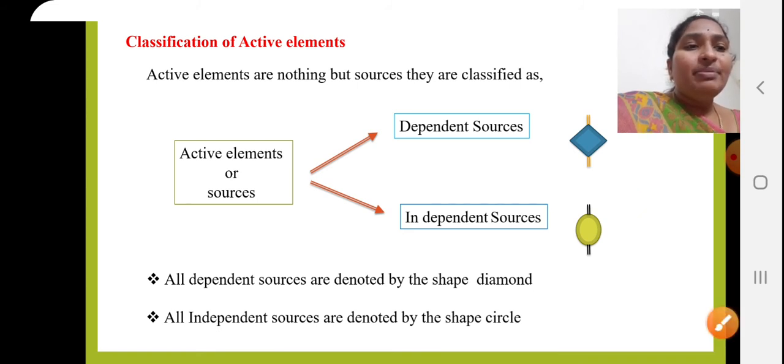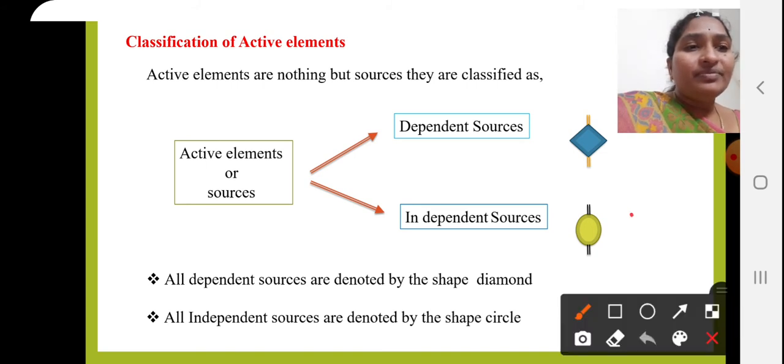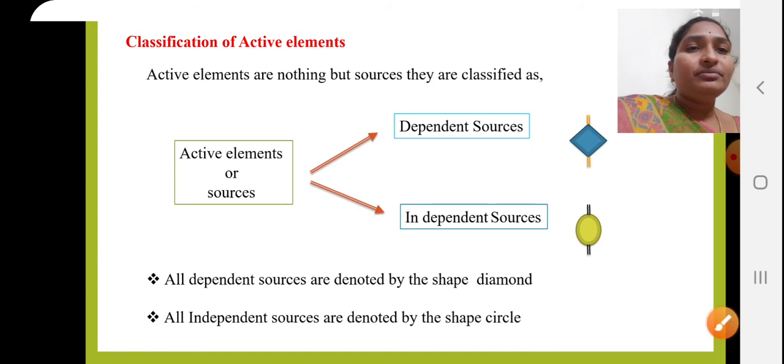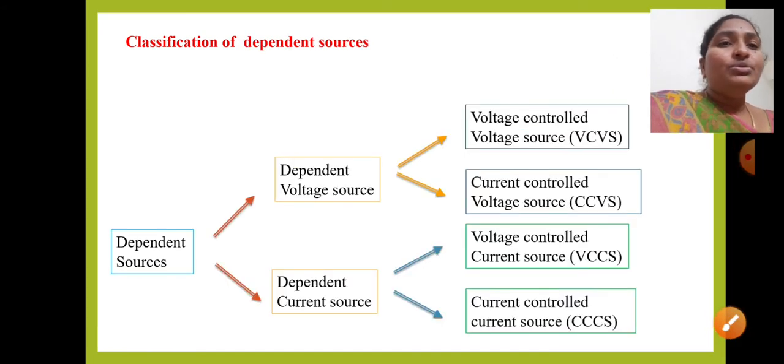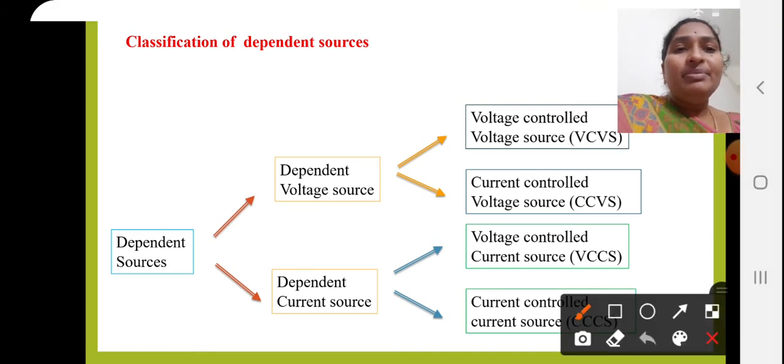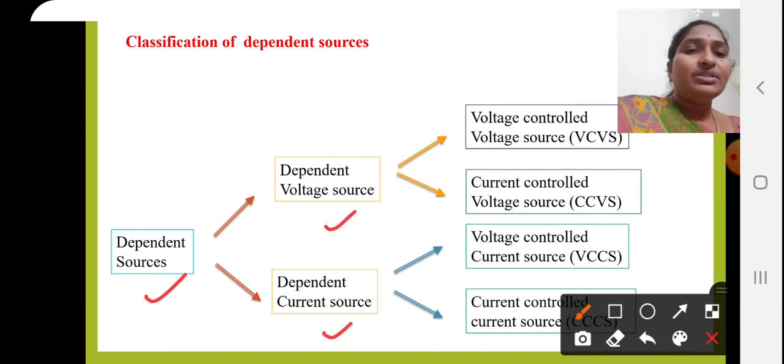All the independent sources are denoted with the symbol circle. This is the symbolic representation of independent sources. So all the dependent sources are shown by diamond and all the independent sources are shown by circle. Next, coming to the classifications of dependent sources. Here all the dependent sources are classified into two types: dependent voltage source and dependent current source.